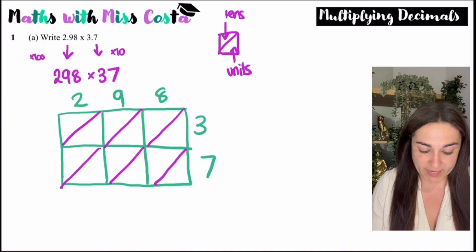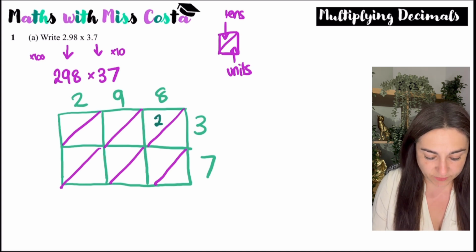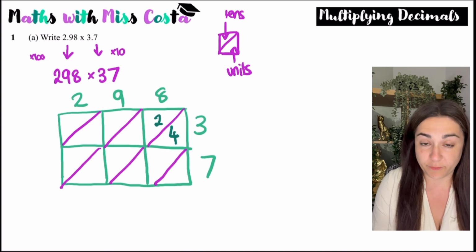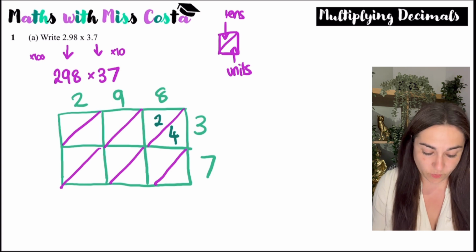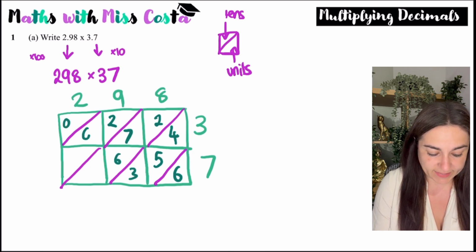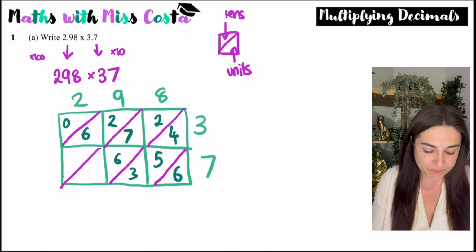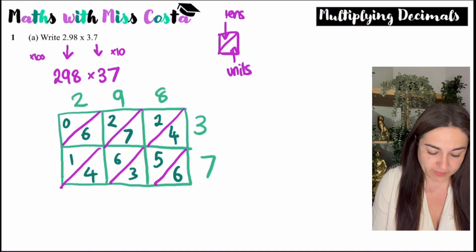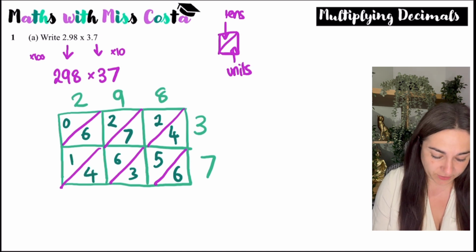So first we're going to do 8 times 3, which is 24. So I put the 2 for the tens and the 4 in the bottom one. 8 times 7 is 56. 9 times 3 is 27. 9 times 7 is 63. 2 times 3 is 06 because there are no tens. 2 times 7 is 14.